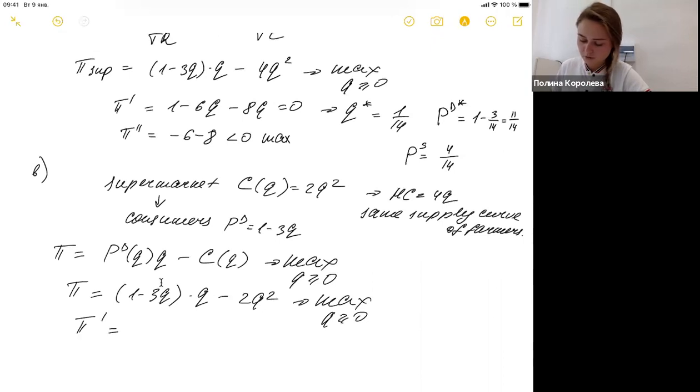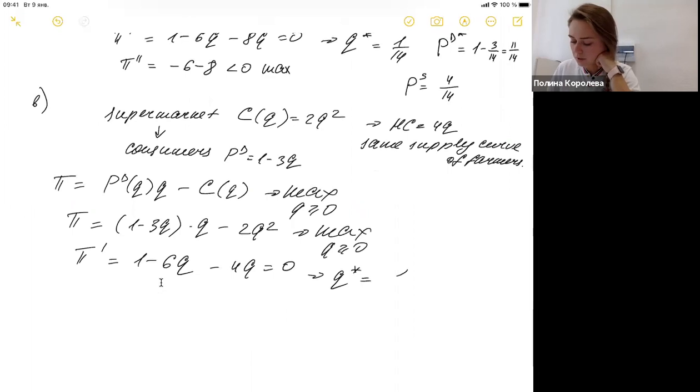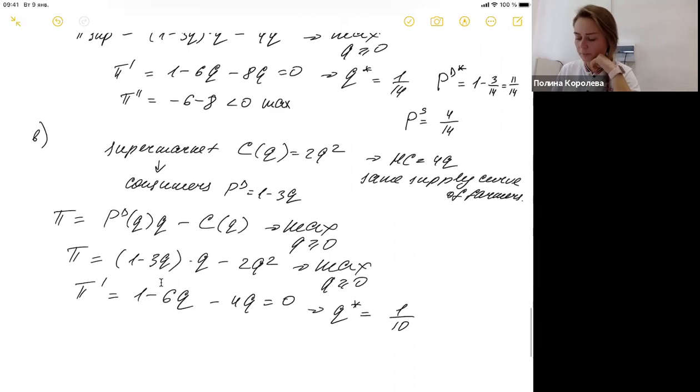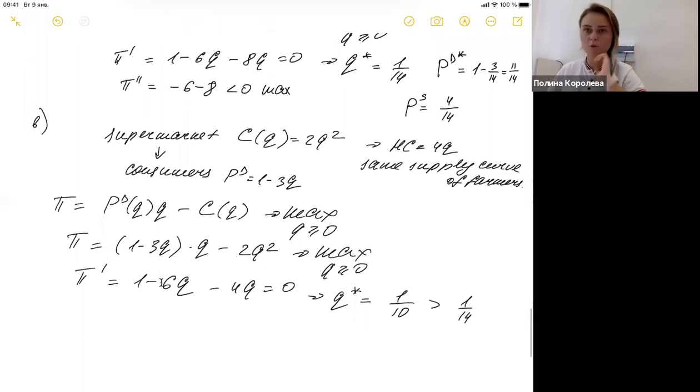So first order condition: 1 minus 6q minus 4q equals 0. From here, we find that the optimal quantity that we will sell is 1 over 10. And let's compare. 1 over 10 is bigger than before, than 1 over 14. So now we sell more, yes, if we own the farmers.